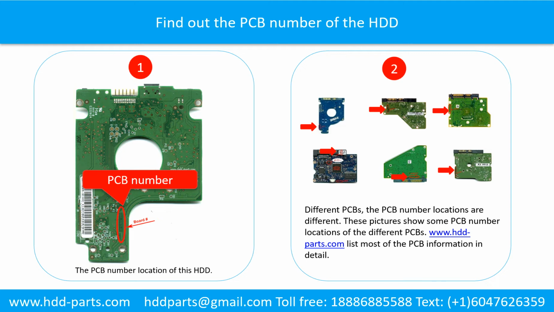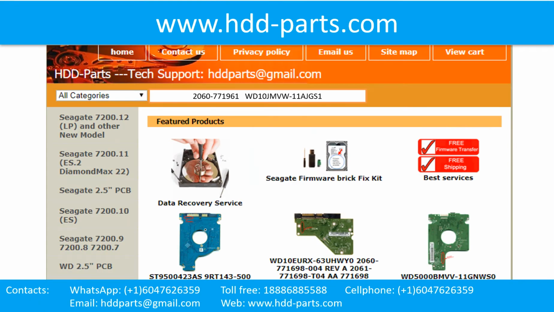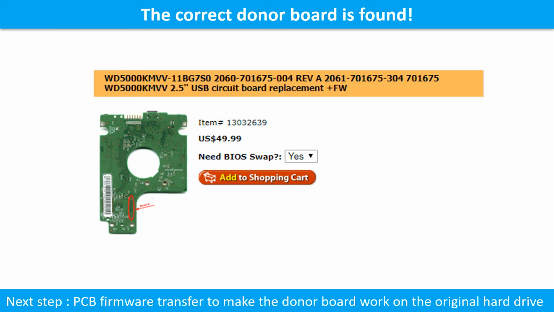If you want to find out your own PCB number, you may go to www.hddparts.com, which lists most of the PCB information in detail. We use hard drive model number, PCB board number, PCB board sticker number and CPU number as reference to search for the donor PCB board. We found the correct donor PCB board for the hard drive, but this is only the first step.